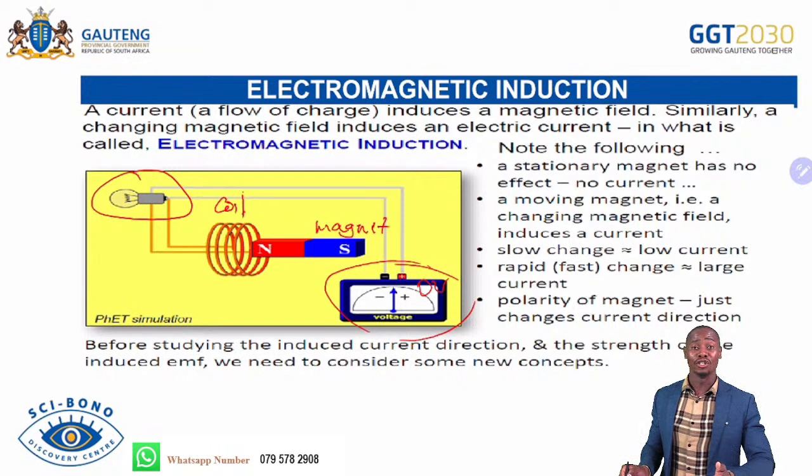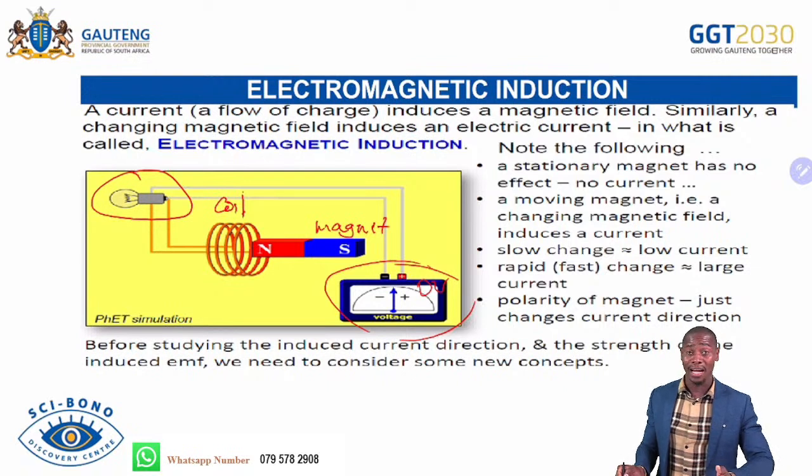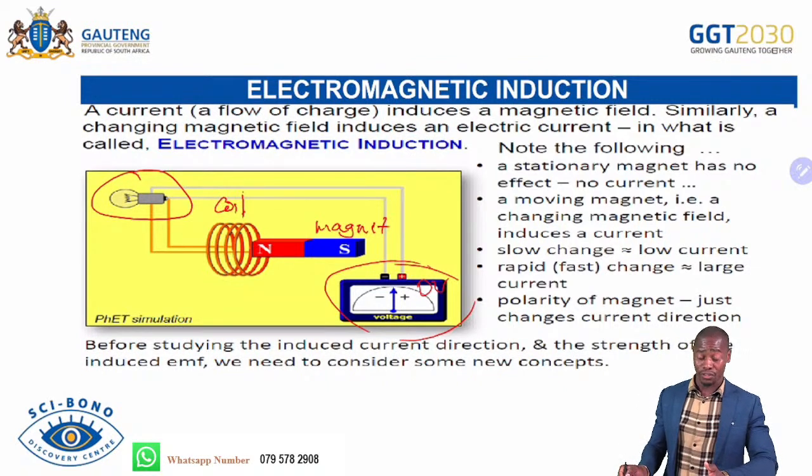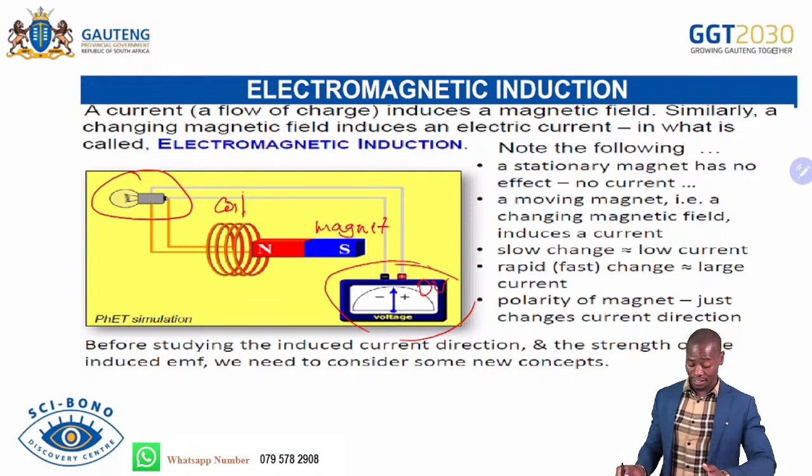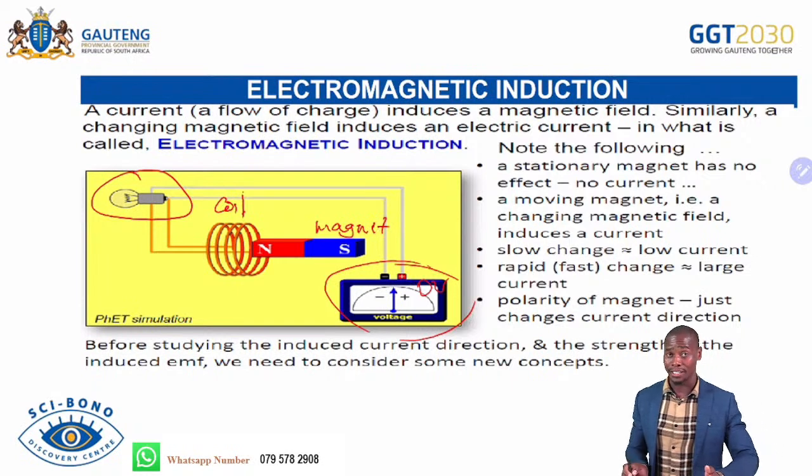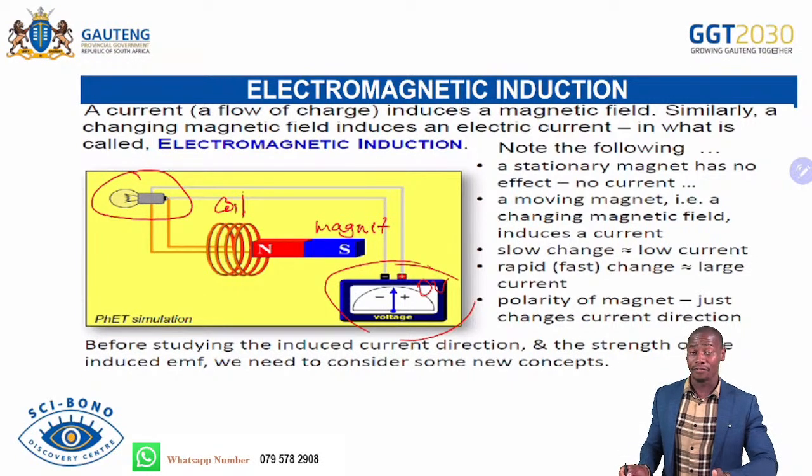When will EMF be induced? If there is relative motion between the magnetic field and the coil. But if there is no relative motion, and both the magnetic field and the coil are stationary, no EMF will be induced in that coil. But as long as there's relative motion between the coil and the magnetic field, then EMF will be induced in that coil. So if we move this magnet in and out of the coil, there will be a changing magnetic field, and relative movement between the coil and the magnetic field. Then EMF will be induced in that coil.